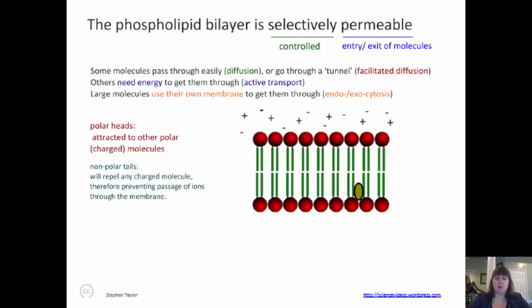So we need to remember that the polar phosphate heads are attracted to each other. They are charged molecules. And the nonpolar tails are going to repel any charged molecule. So it's going to prevent the passage of ions through the membrane.